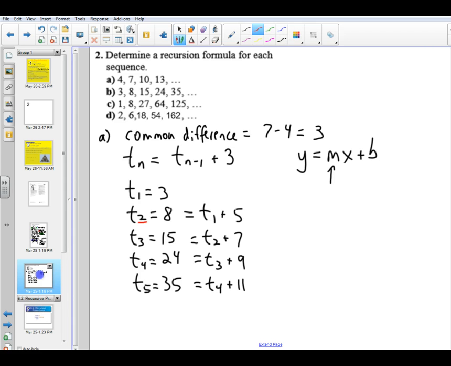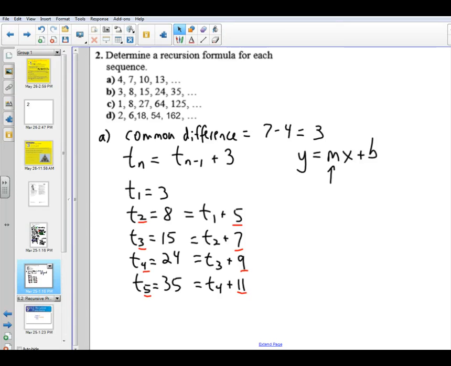Your task right now, if you try to work this out, is to figure out how each of these pairs of numbers that I've underlined, 5 compared to 2, 7 compared to 3, 9 compared to 4, and 11 compared to 5, are related. I'll give you a chance to work that out and see if you can come up with the recursive formula.